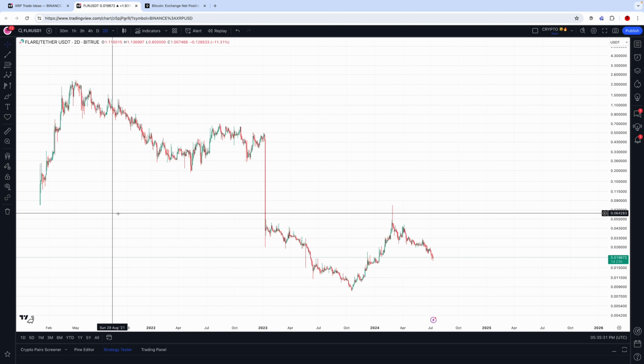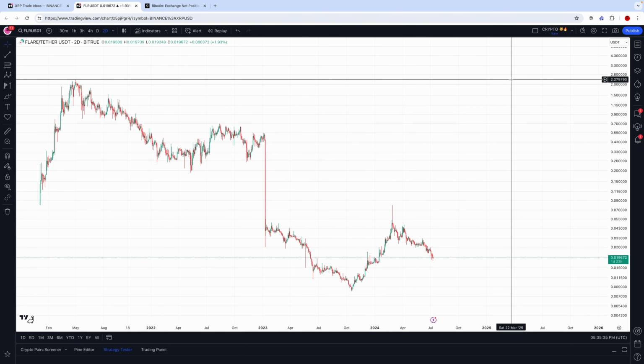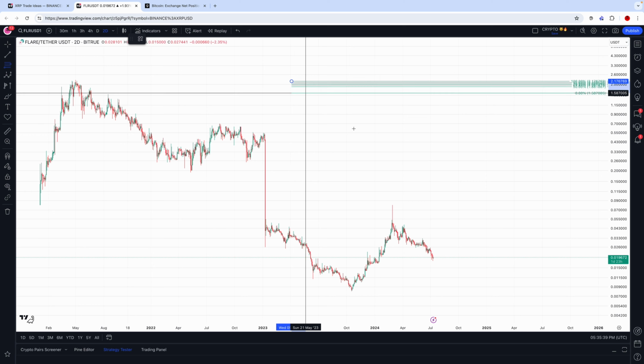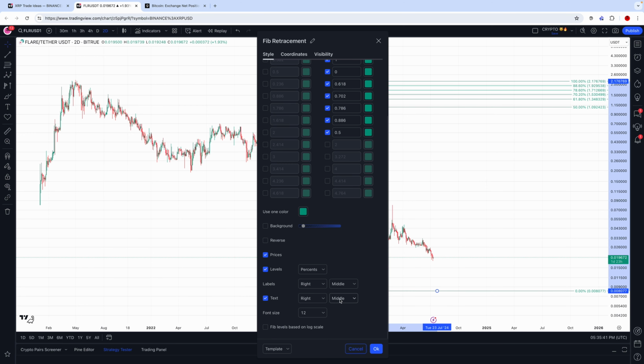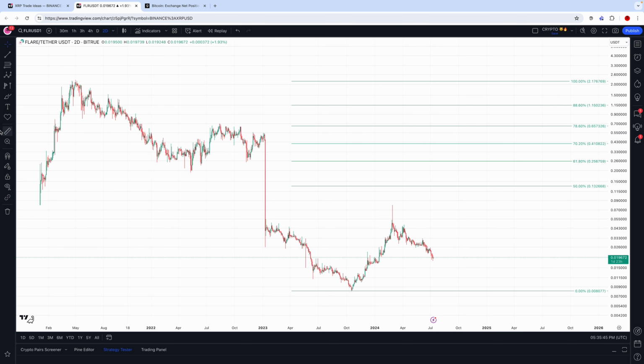I know BitTrue, it was an IOU, but it's still following the fibs perfectly. So if we take a fib all the way from the last all-time high down to the low over here, take a look at the fibs, we can see that the 50% is right here at 0.13.